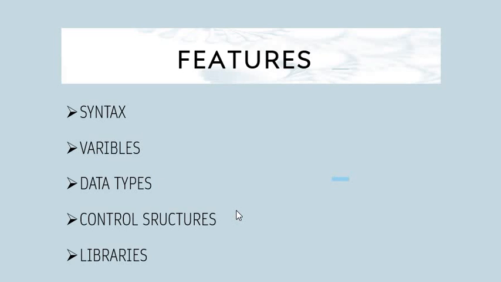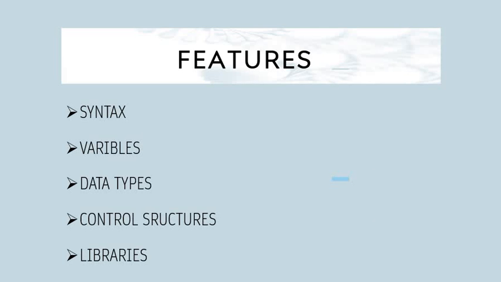Next is control structures. Control structures act as decision statements, as drivers and controllers of the execution of a program, like if condition, else if condition, and else if ladder condition. All this comes under control structures. Next is libraries. Libraries are a set of files and packages, and every language has its own set of libraries.